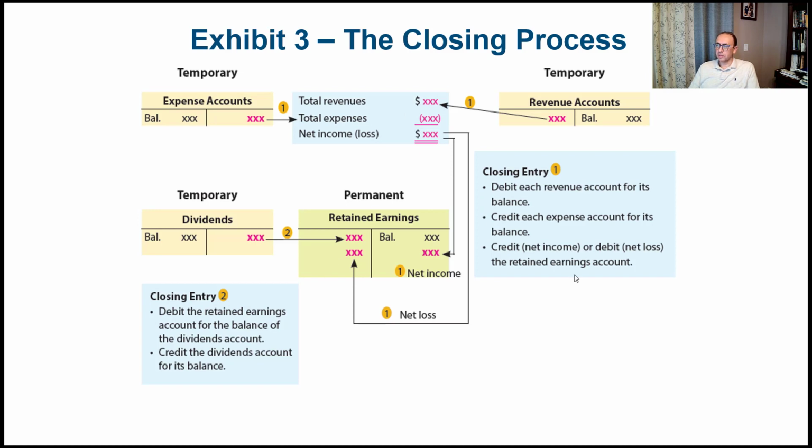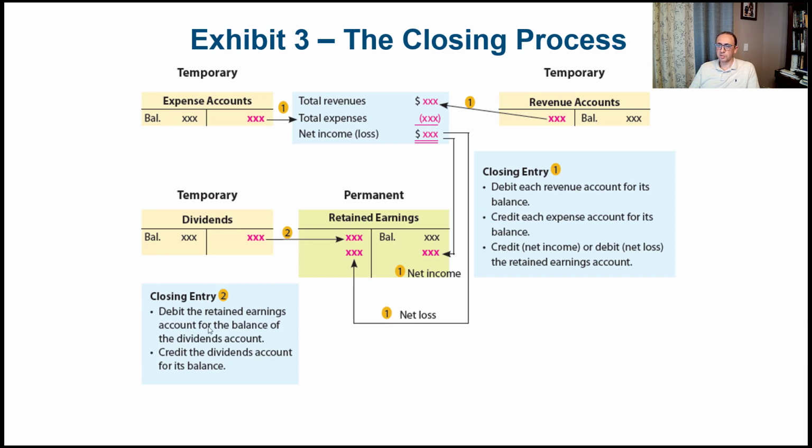The next thing is we credit net income or debit net loss to the retained earnings account. So you see here, if we have net income, we record the difference between revenues and expenses in the retained earnings credit side. If we have a net loss, we record the difference between the expense and the revenue on the debit side of the retained earnings.